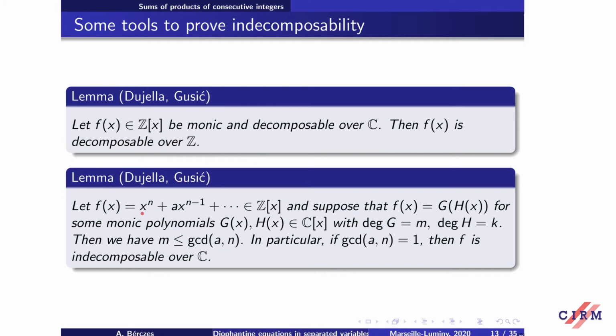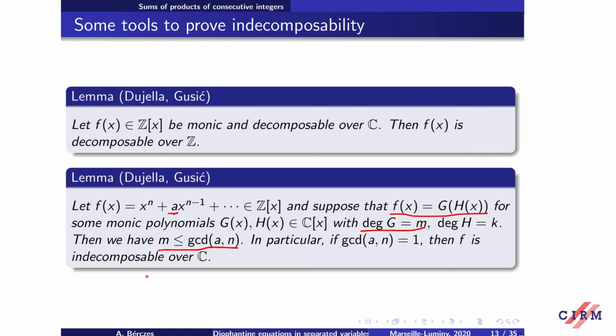Further, they also proved that if we have a polynomial f(x), which is monic and has integer coefficients, then in the case of any decomposition, f(x) equals h(g(x)), the degree of the outer polynomial is smaller or equal to the GCD of the second coefficient and the degree of the polynomial.